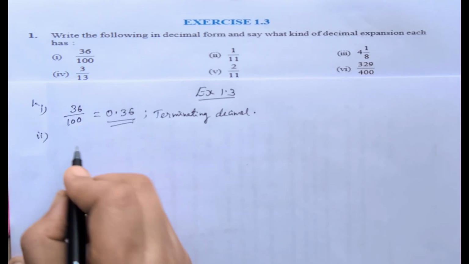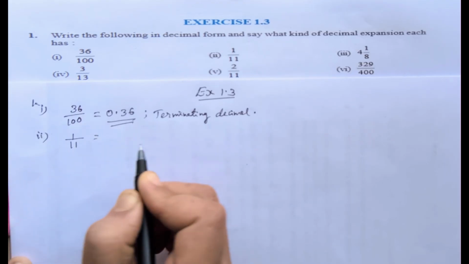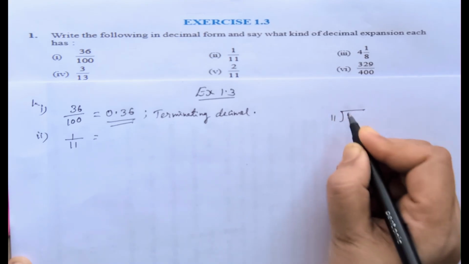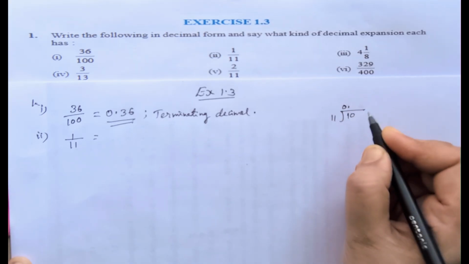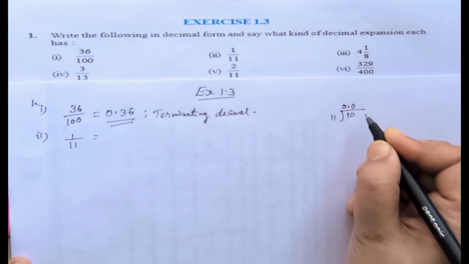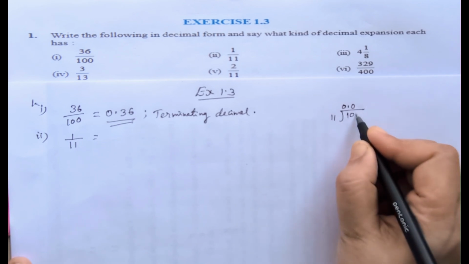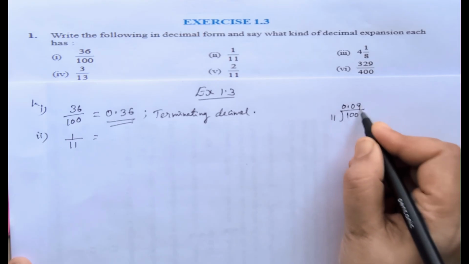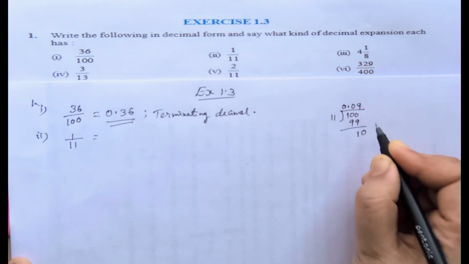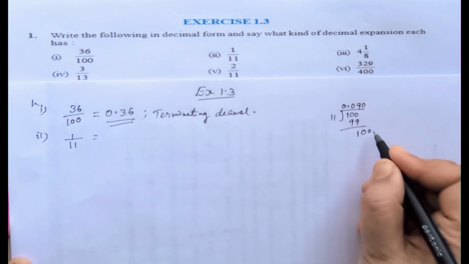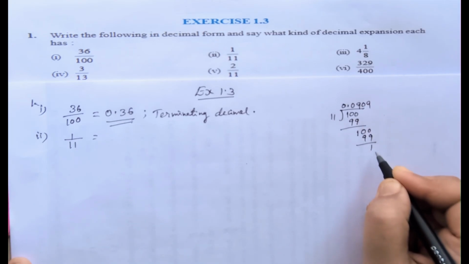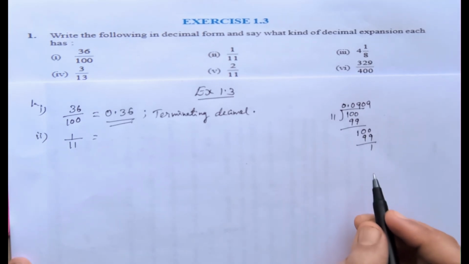Second number, 1 by 11. First we have to look at how to divide 1 by 11. 0 point, when you are adding 0, it will not go on 10. So again you have to put on top 0. And adding 0, it will become 9 times 11, 99, remainder is 1, 10, again add 0 here, 9 times, it will come 99, 1. So you can see that 1 is repeating.